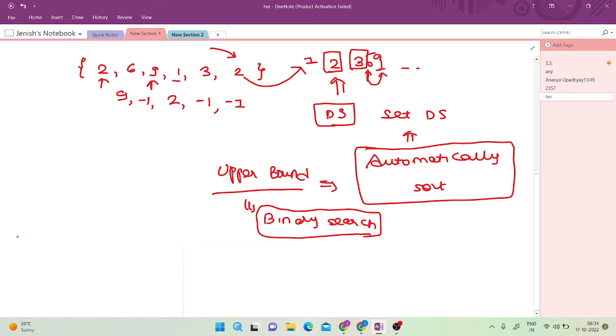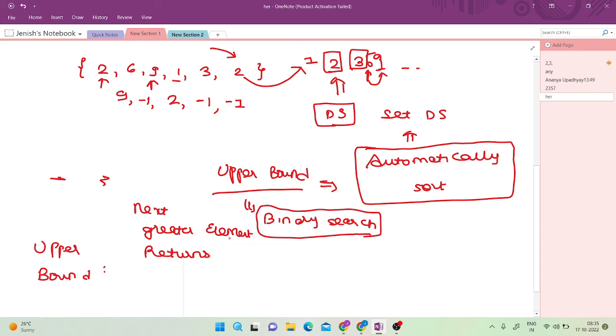See, let me be clear. Upper bound function returns next greater element.